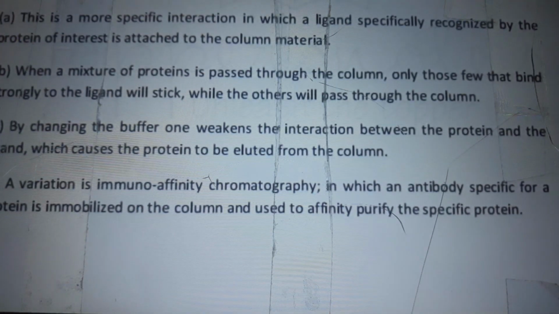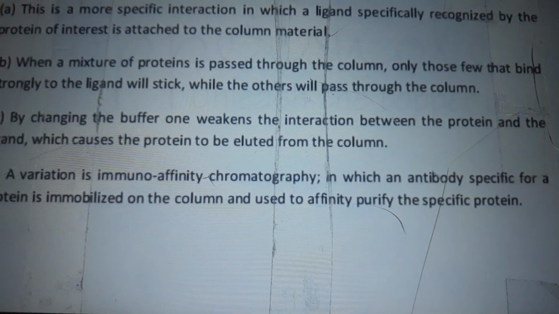Affinity chromatography. This is a more specific interaction in which a ligand specifically recognized by the protein of interest is attached to the column material. When a mixture of proteins is passed through the column, only those few that bind strongly to the ligand will stick, while others will pass through the column. By changing the buffer, one weakens the interaction between the protein and the ligand, which causes the protein to be eluted from the column. A variation is immunoaffinity chromatography, in which an antibody specific for a protein is immobilized on the column and used to affinity purify the specific protein.